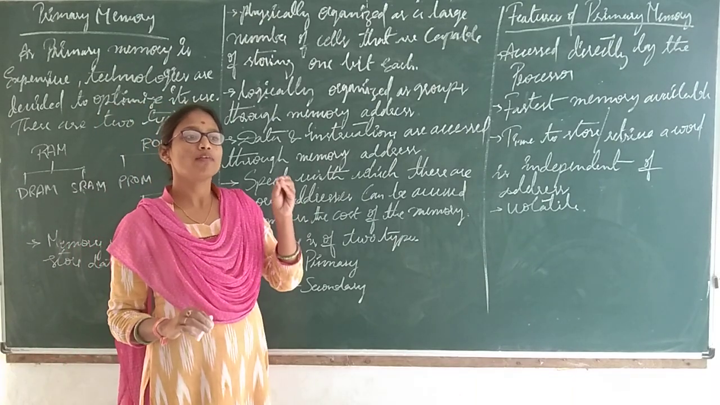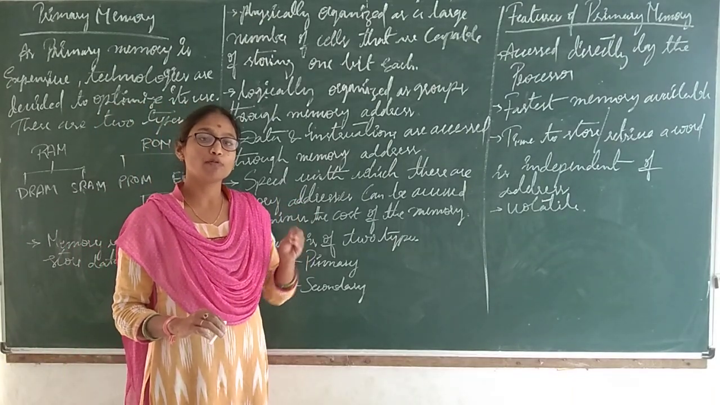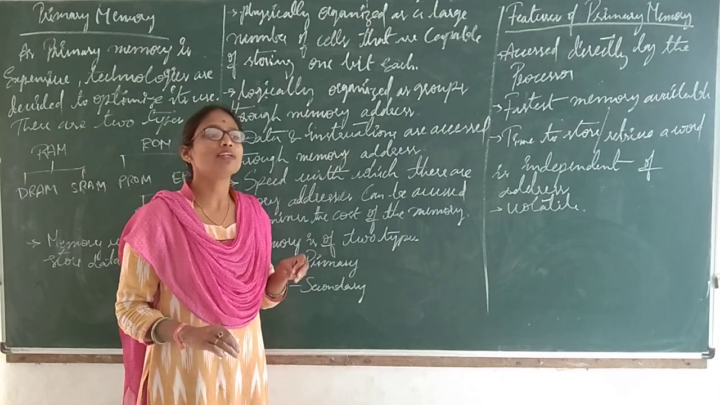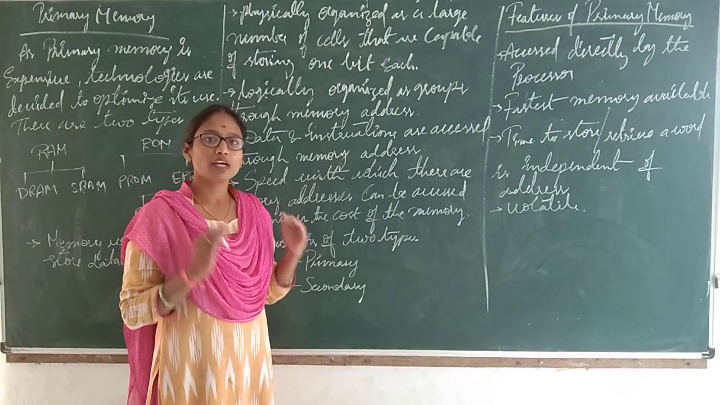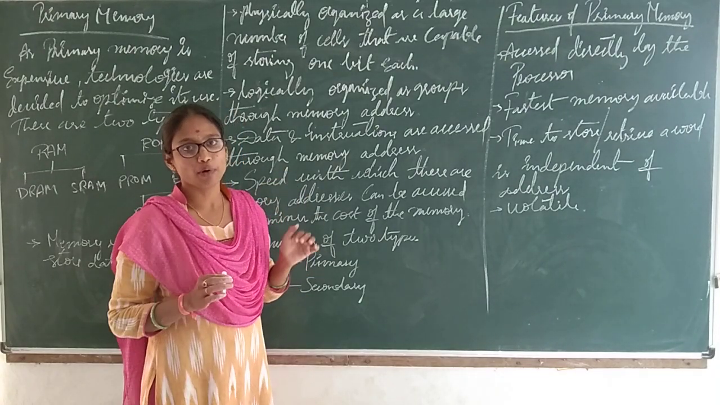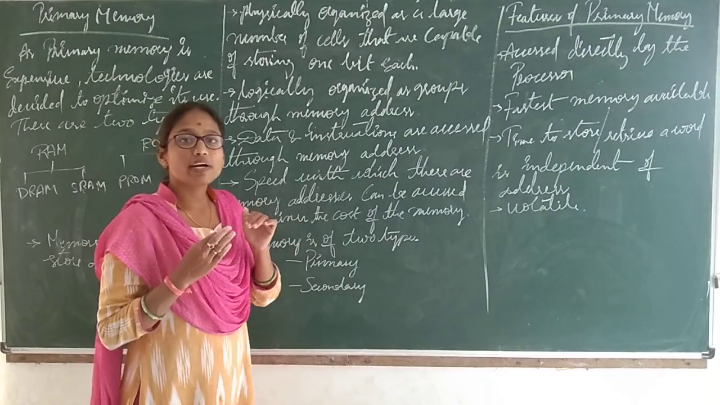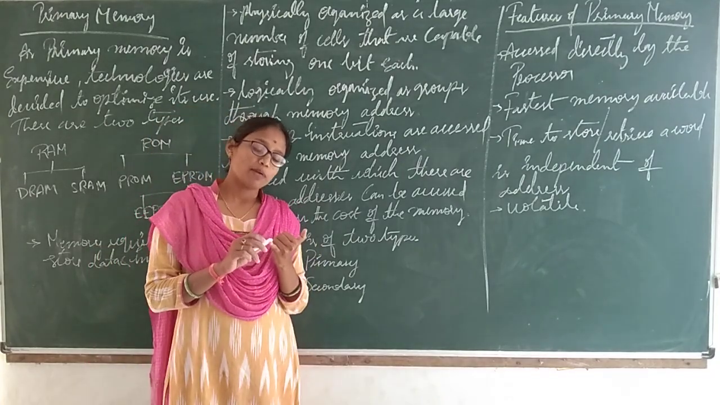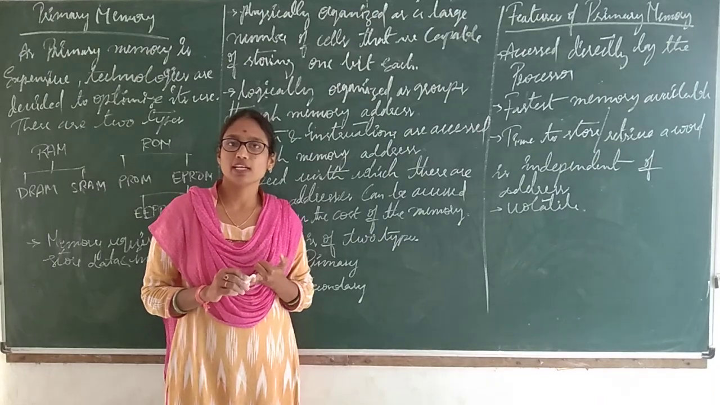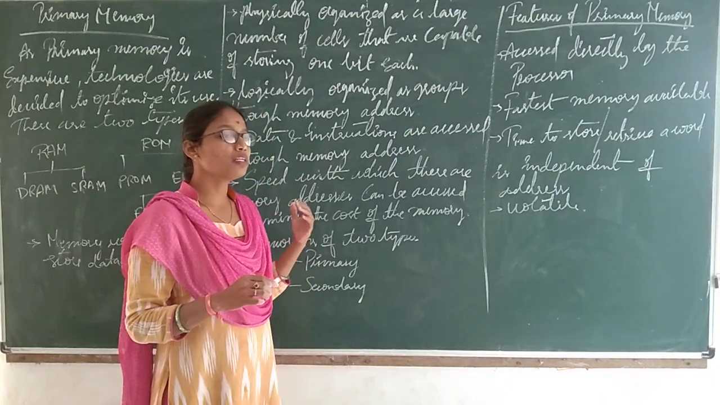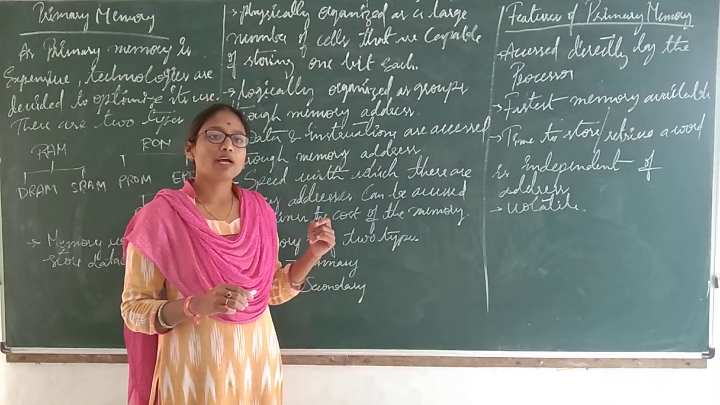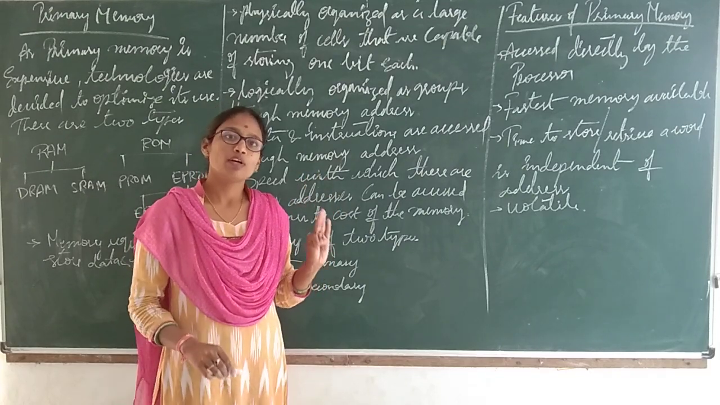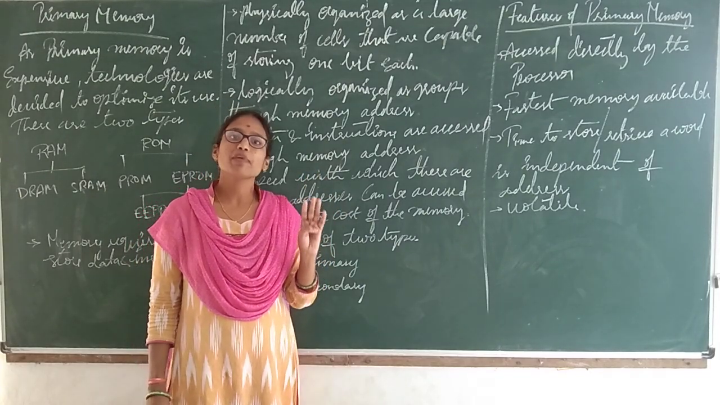The use of memory is nothing but to store some information. Memory is divided into two types: one is primary and one is secondary. In primary we again have two types, RAM and ROM. We already know RAM and ROM.